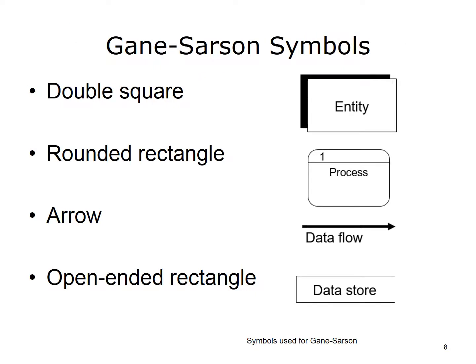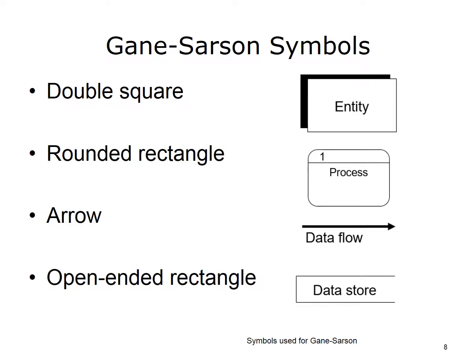Gane-Sarson data flow diagram notation uses these 4 symbols. Entities show the people, roles, organizations, or other things with which the system communicates, i.e., sources or consumers of data. Processes are shown by square rectangles with rounded corners. They represent data processes, i.e., the various individual functions that the system carries out to transform data inputs into outputs. Process boxes can be numbered to show the sequence in which they are carried out.